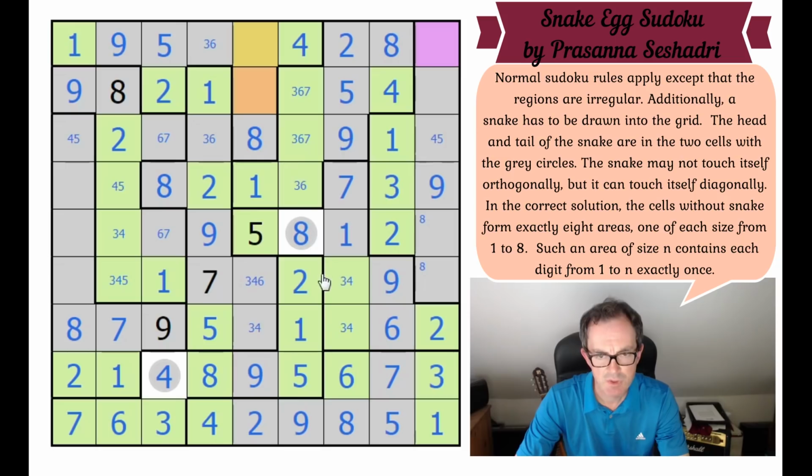These squares have got to be 3, 6 and 7, I think. So let's put that in and see how that compares. So that can't be a 3, so that's a 6 or a 7, so that can't be a 3 either.